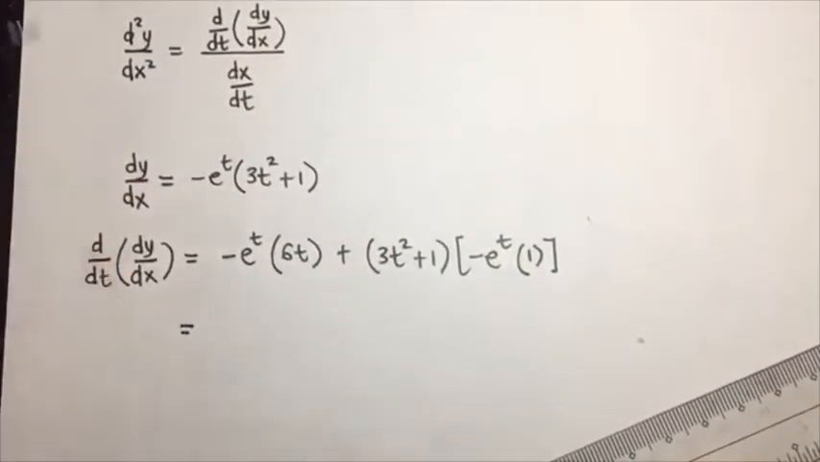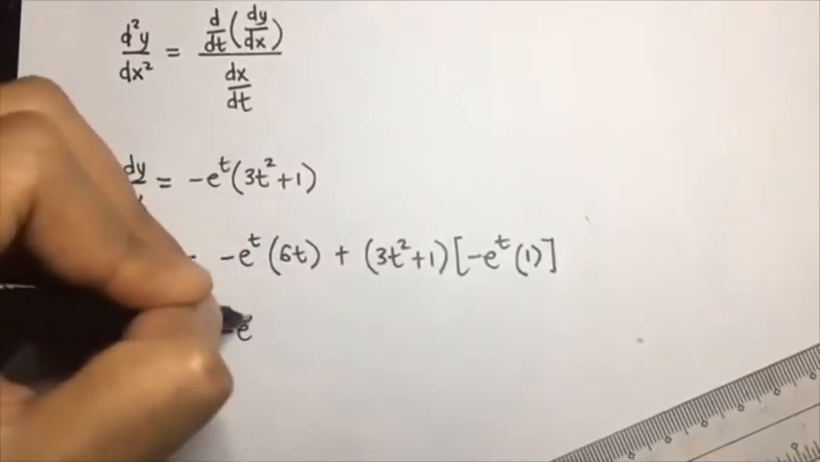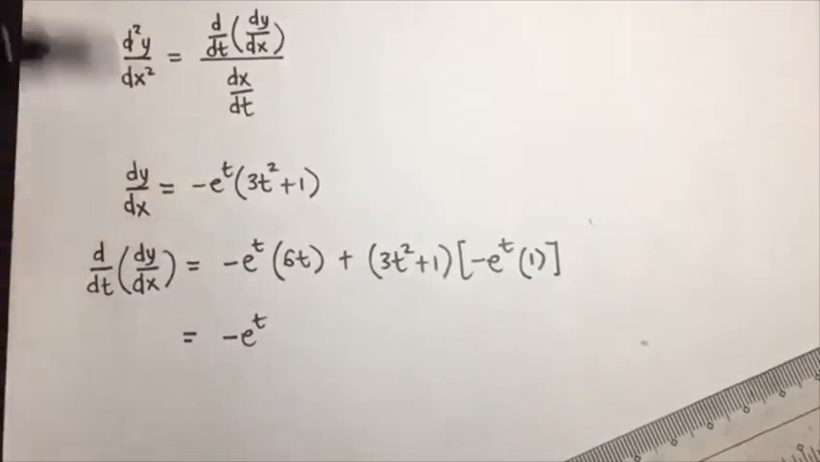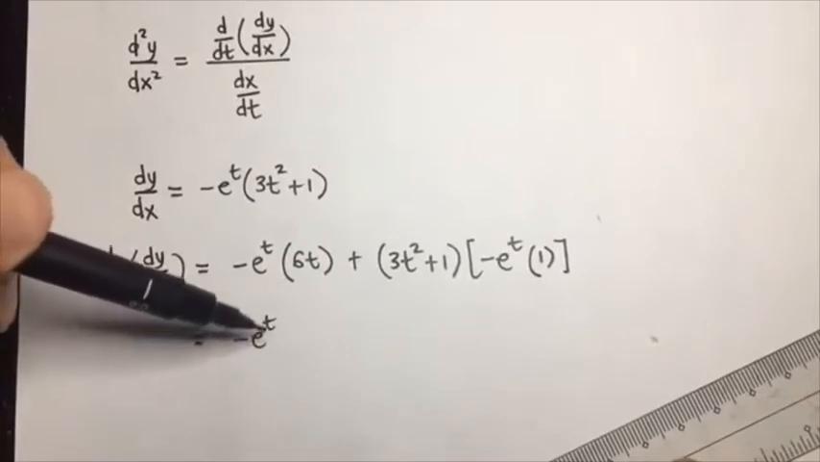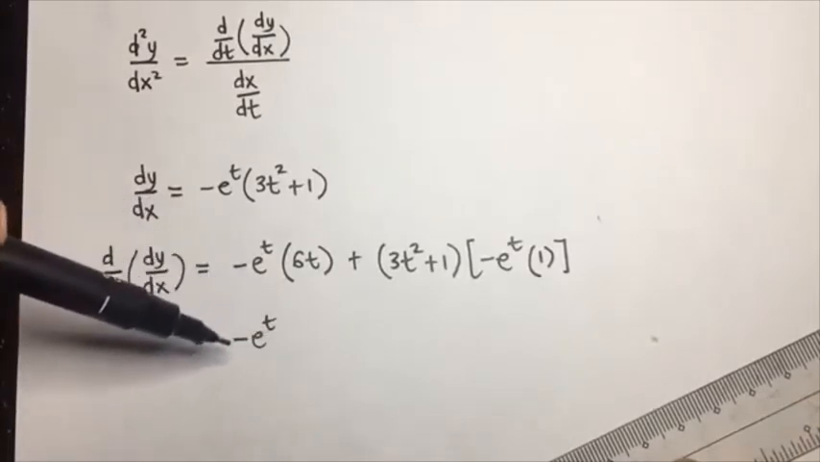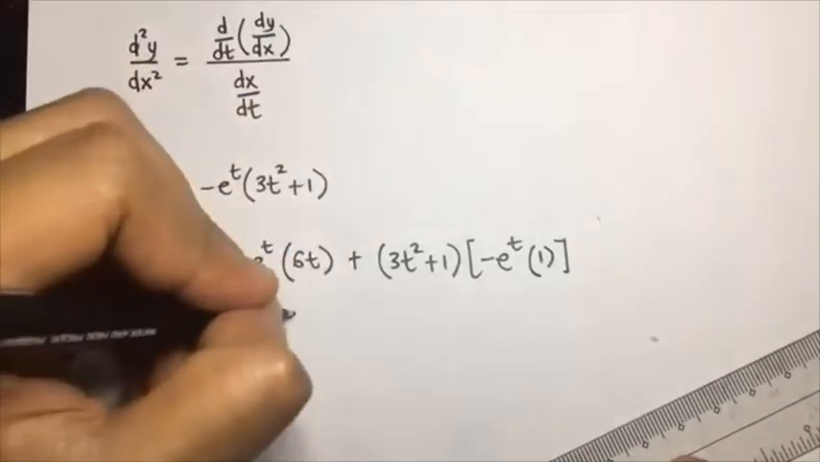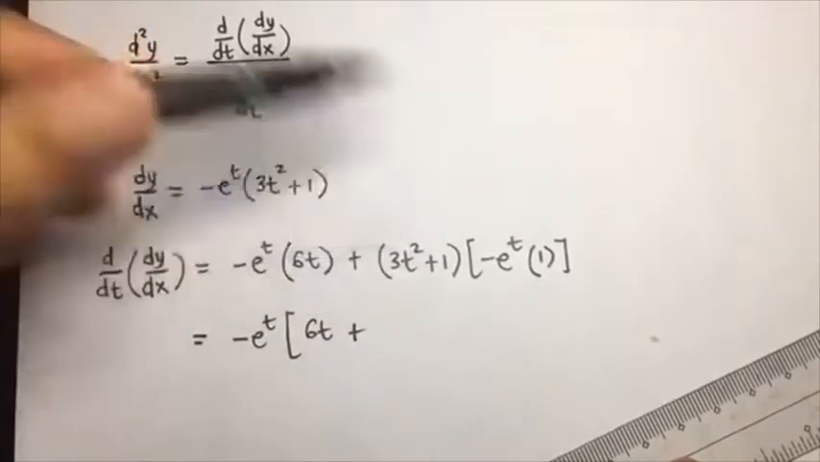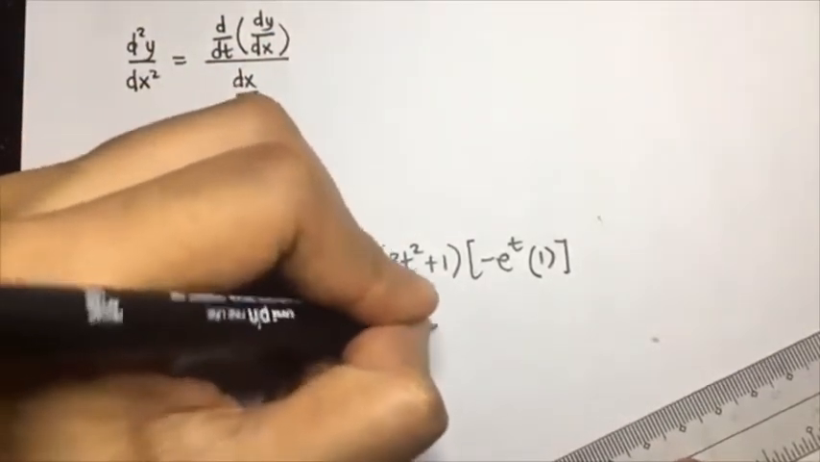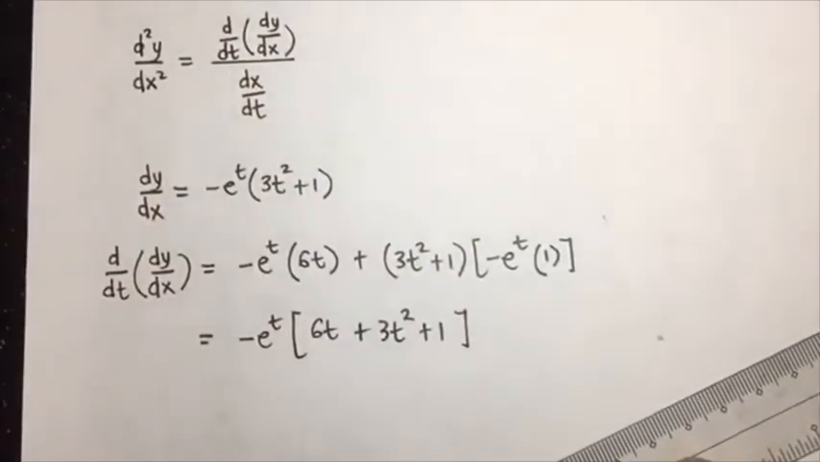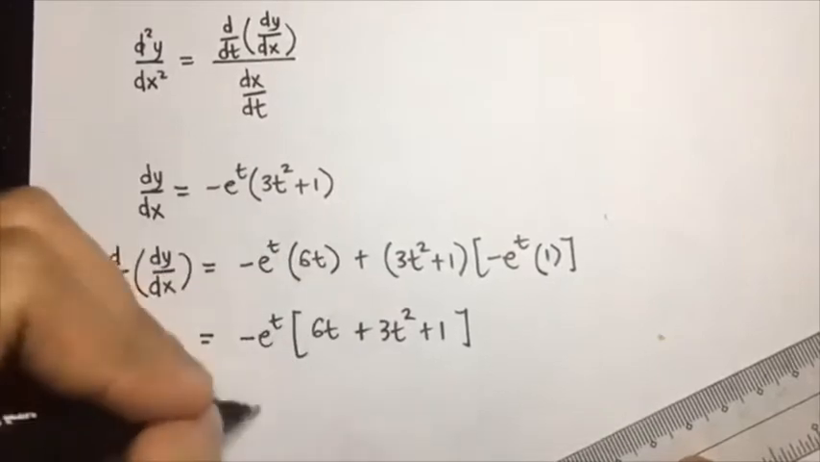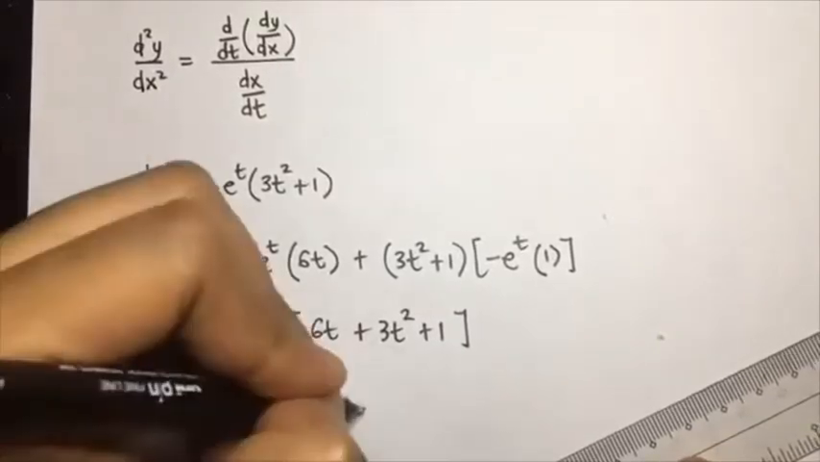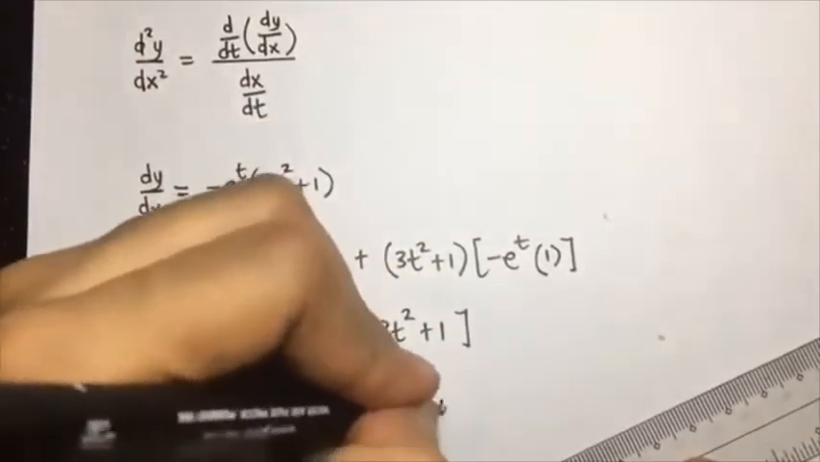And then let us simplify. So this will become negative e to the t times, we can factor out actually negative e raised to t, so you can factor that out. What will remain is, for the first term, 6t, and for the second term, 3t squared plus 1. Okay, and then let us rearrange. So negative e raised to t times 3t squared plus 6t plus 1.